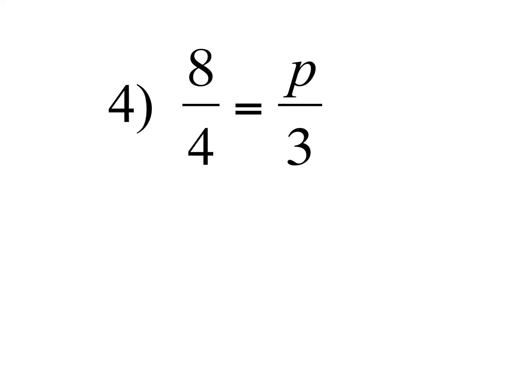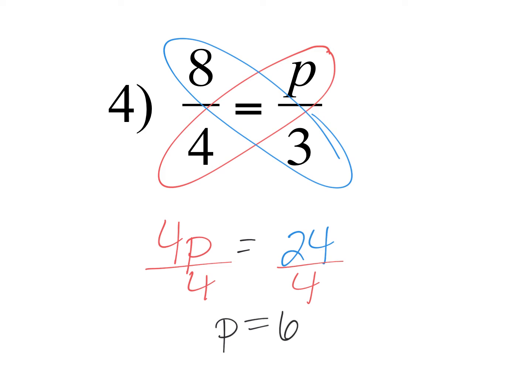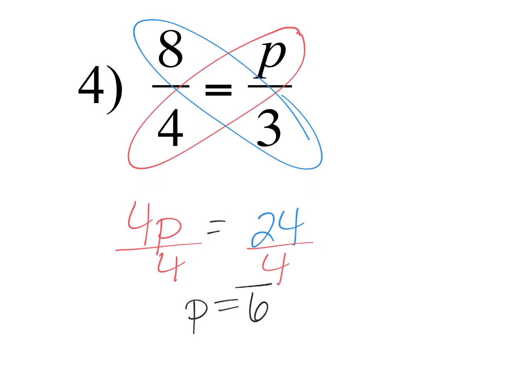Okay, another one. P times 4 would give you 4p. 8 times 3 is 24. Set them equal to each other and solve. Divide by 4. P equals 6.